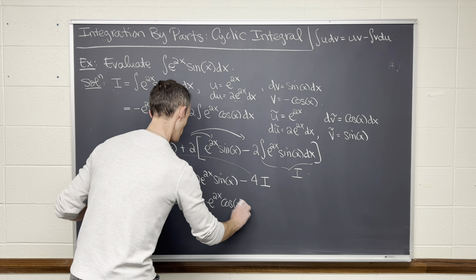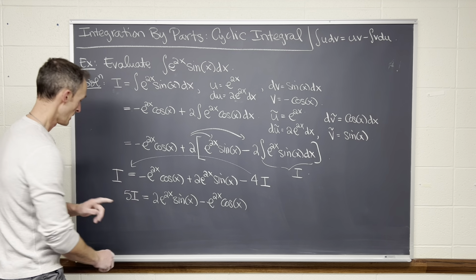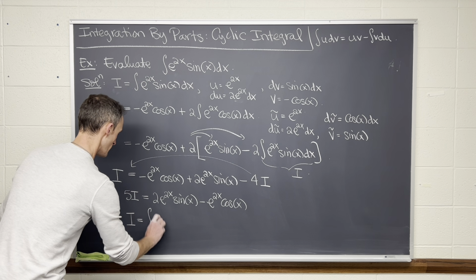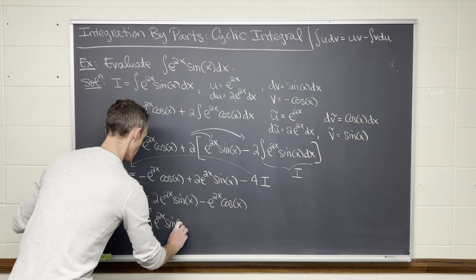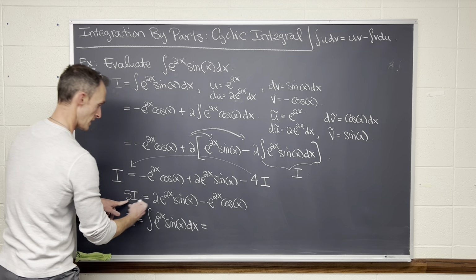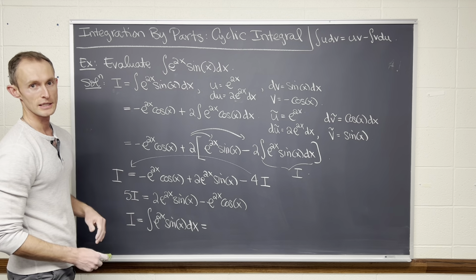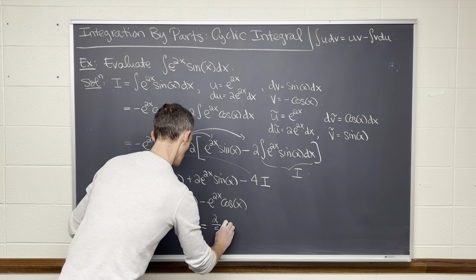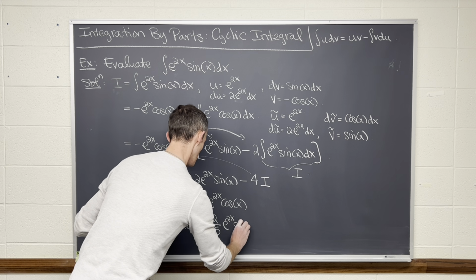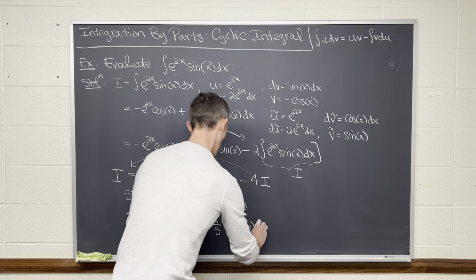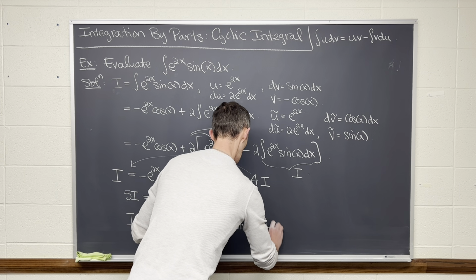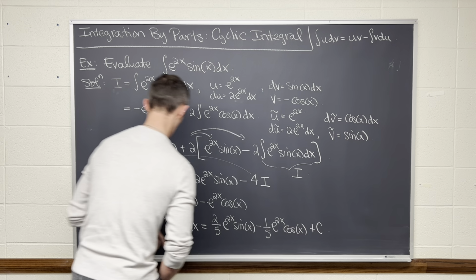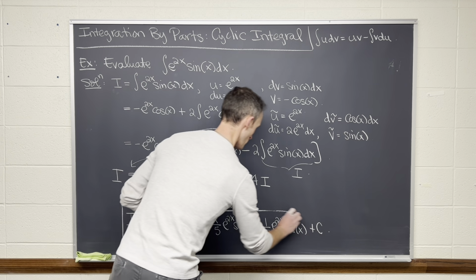Okay, so I'm going to put this as 2e to the 2x sine x minus e to the 2x cosine of x. All right, and I'm going to divide by 5 to get that my integral I, which was my original integral e to the 2x sine x dx, is equal to, take this whole thing, divide by 5, and put a plus c at the end of it because it's an indefinite integral. So what do I end up getting? I get a 2/5 e to the 2x sine of x minus 1/5 e to the 2x cosine of x plus c.